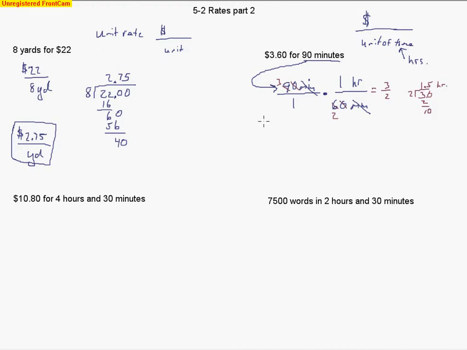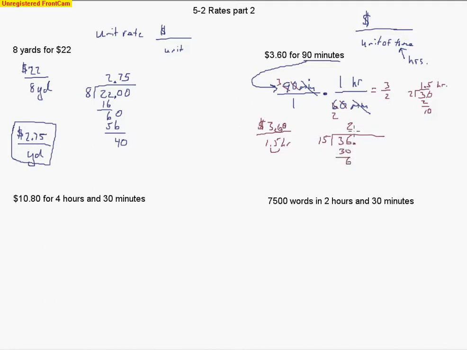So now we can go ahead and set up the problem. We got $3.60 per, and then we've got 1.5 hours. So whenever I'm dividing by decimals, right away I'd move that decimal in the divisor over. Same thing with the dividend. So it becomes 36. So 15 into 36. And so we're ready to do the division. 15 times 2 makes 30. We got 6 left over.